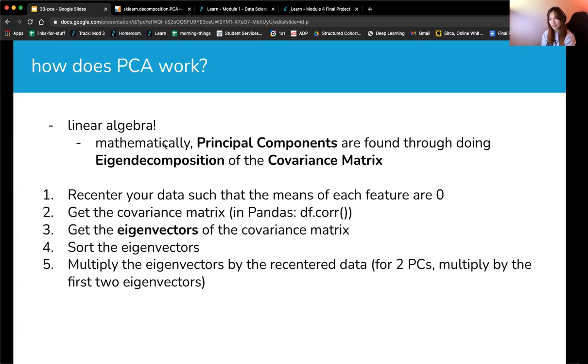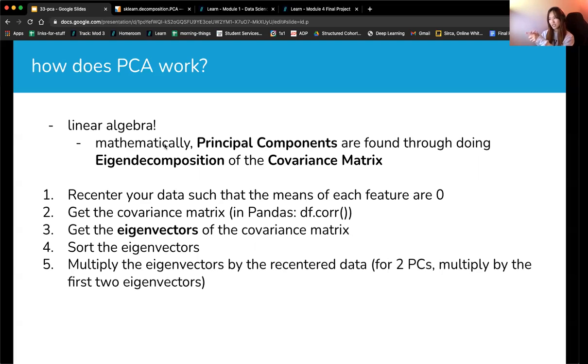Before you perform PCA, you do have to recenter your data such that the means of each feature are 0. That's very, very important. So, things to think about here: what kind of scaling should you do? You want a scaler that will center your mean at 0. Typically it would just be the standard scaler, because standard scaler centers your mean at 0. It just finds the z-score of everything. Min-max scaler will not center your mean at 0. So take that into account.